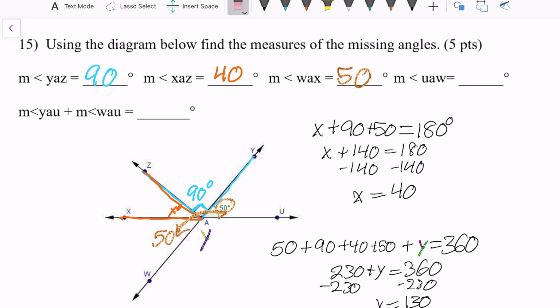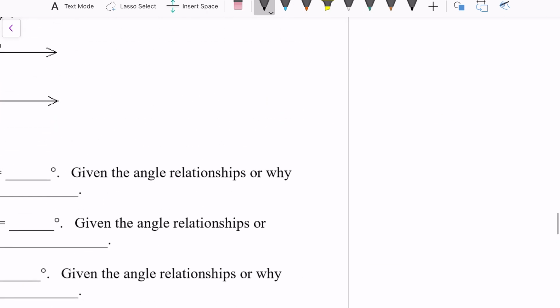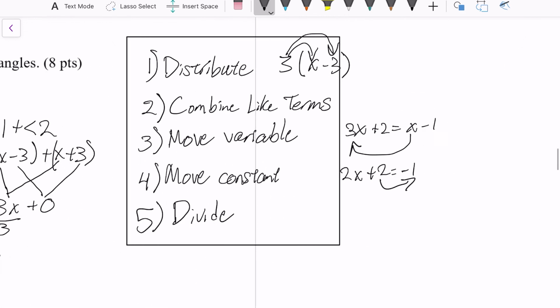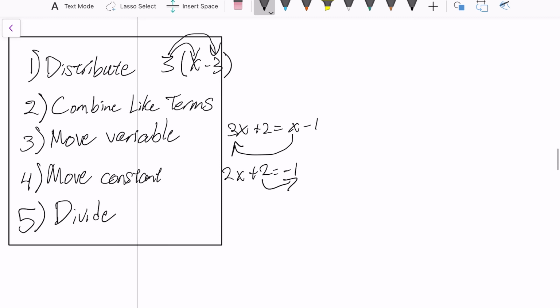Why did I just write y there? No, 130. And I'll let you guys add these all up for that one. But let's take a real quick go back here. There it is. This is what I wanted. Okay, these are the 5 steps. Now I'm going to draw another one.